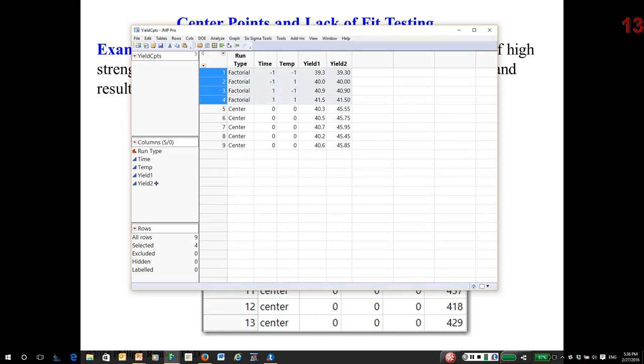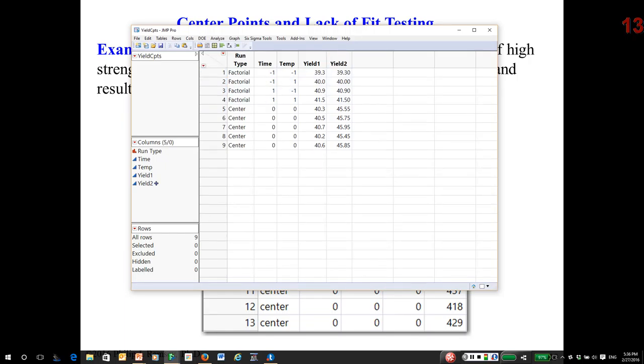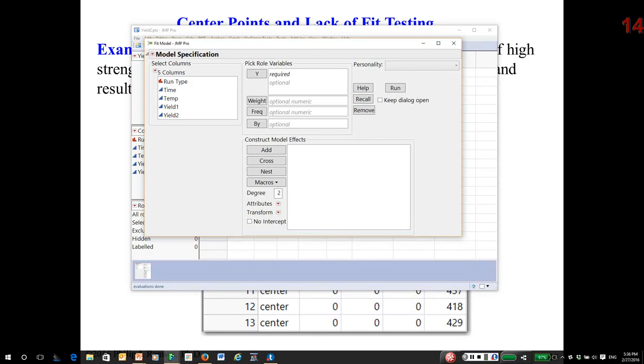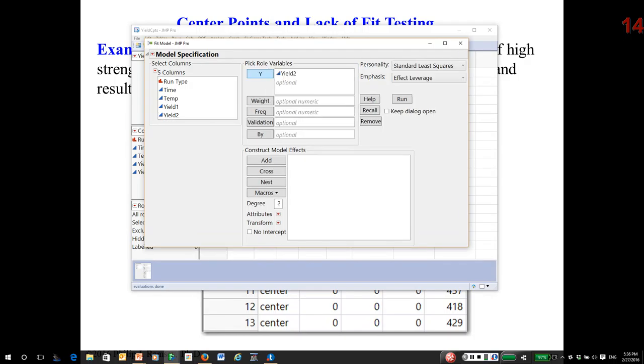But we're going to find out, because we're going to do the analysis, and then we'll see if JMP can detect a significant lack of fit. So go to Analyze, Fit Model. Yield 2 is the actual response. We highlight time and temperature in the Select Columns window. Fit a full factorial model. Again, I'm going to change emphasis to screening. Then we run the model.